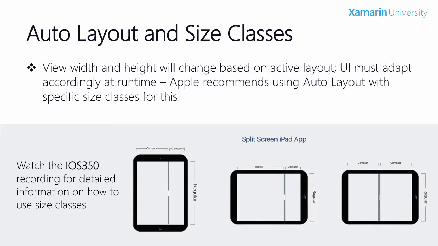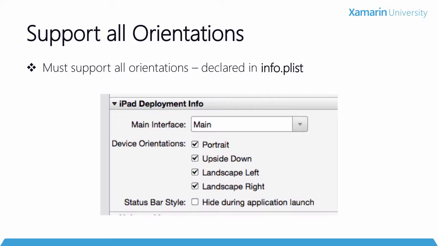If you haven't used size classes or auto layout before, I recommend watching the iOS 350 recording. It gives us information on how to use size classes and what we mean exactly by compact and regular. And last, we have to support all orientations. So we go into our info.plist under our iPad deployment information, and we have to make sure that they are all checked.